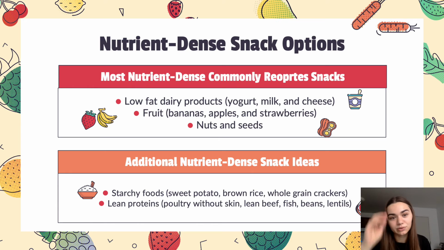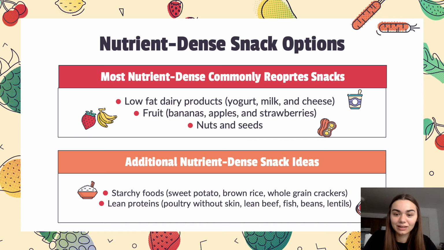Again, going over some of those nutrient-dense snack options, I went ahead and listed the most commonly reported nutrient-dense snacks. So first we have low-fat dairy products, so things like yogurt, milk, cheese. These provide protein and are often fortified with both calcium and vitamin D. Fruit is also another really common nutrient-dense snack, so things like bananas, apples, strawberries. They are a great carbohydrate source to provide energy, as well as a great dietary fiber source. So again, it helps you feel full for long times.